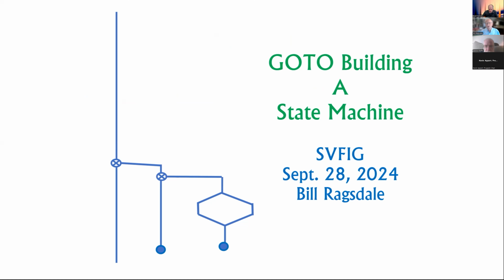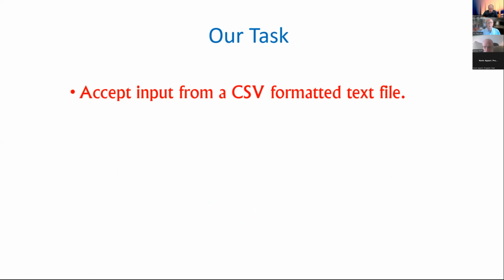Okay, we're in business. Today, this is a pun. The topic is GOTO building a state machine. Another way of saying it is that we are building a state machine using GOTO in Forth. So the task: we want to accept the input from a CSV formatted file.